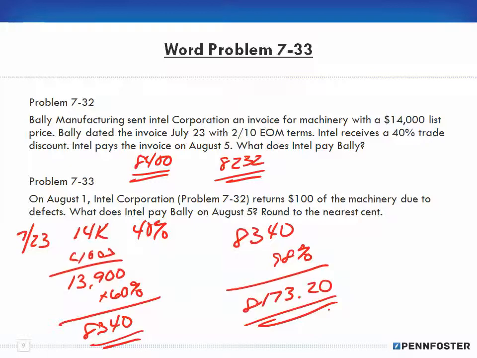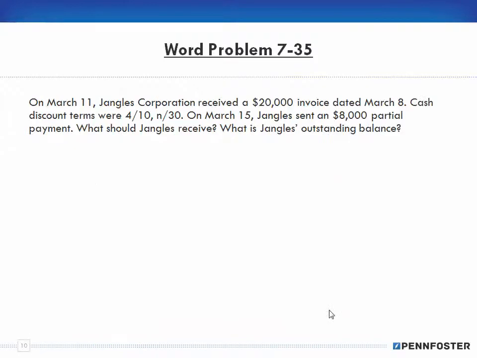I hope that seemed relatively straightforward. Let's look at 7-35, which is the last of our drill problems, and then we'll move on to the additional set of word problems for more practice.